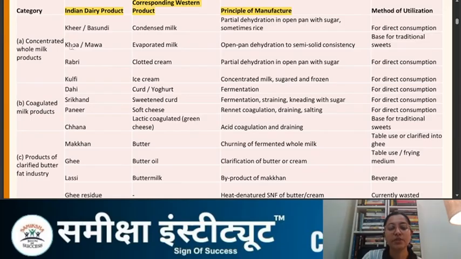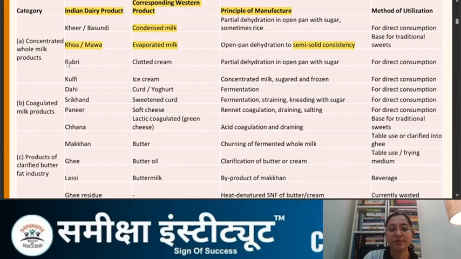So the second product is khoya, also known as mawa. This is also important. This can also be asked. Khoya and mawa are one and the same thing. It is also produced by evaporation of milk, or open pan dehydration to a semi-solid consistency. So khoya has a semi-solid consistency. This is important.